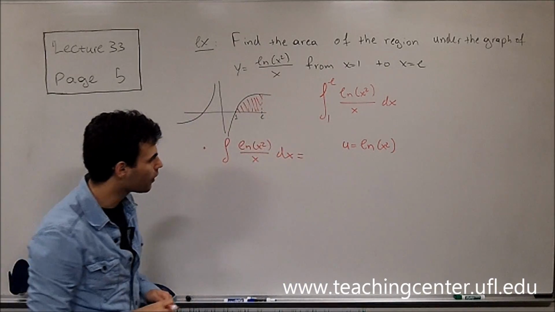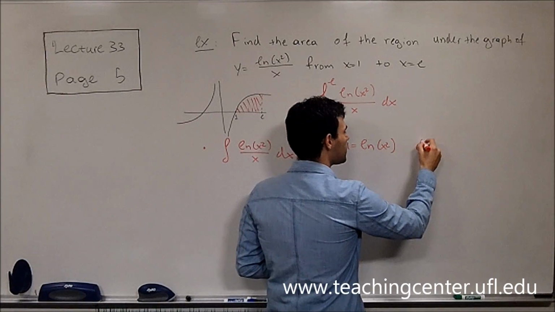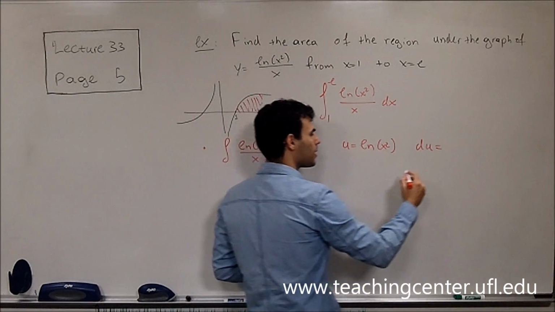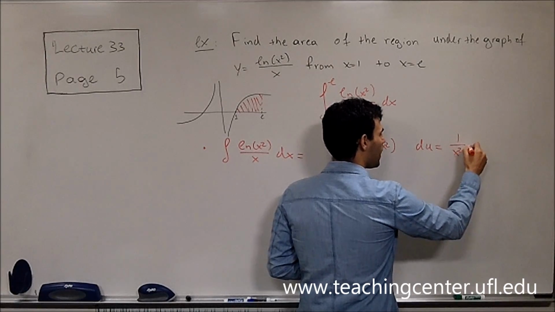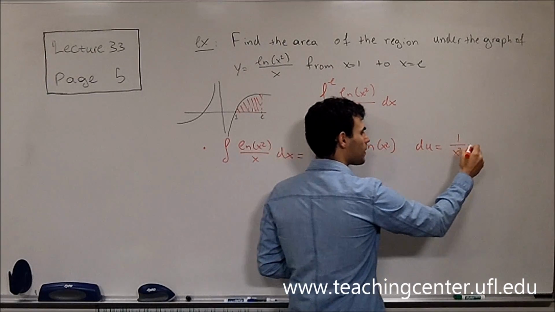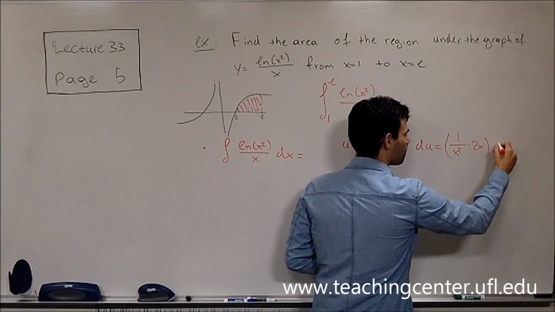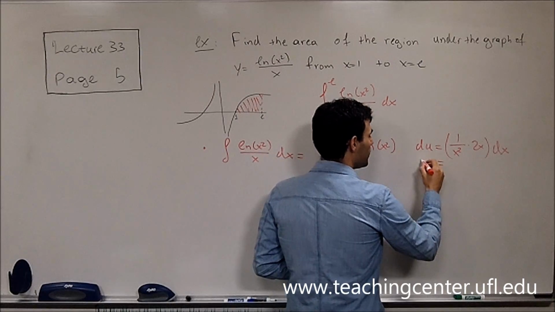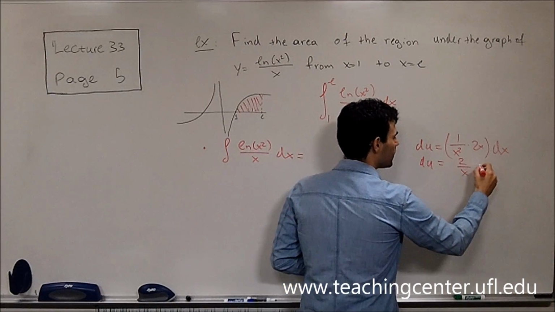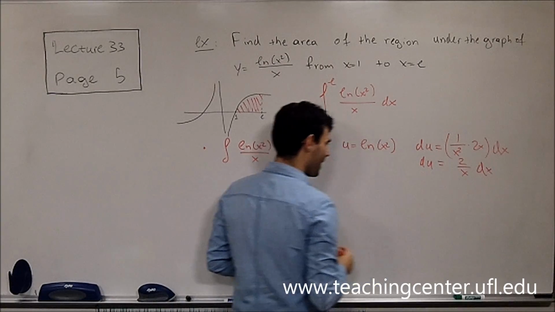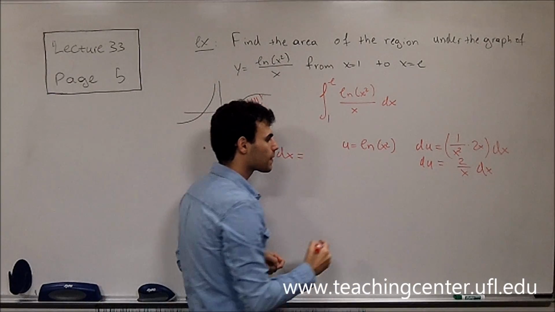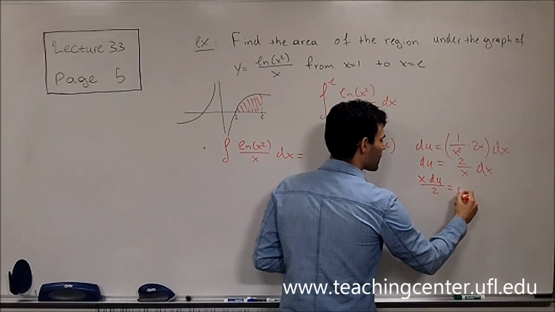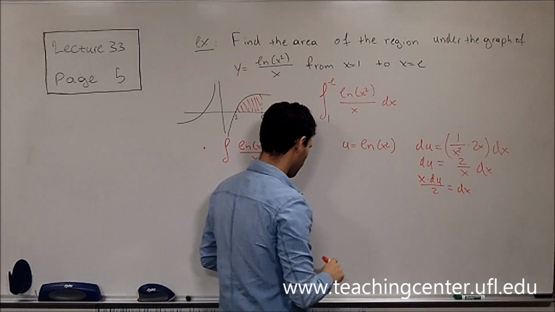Like so. Then let's try to calculate what du is. It's the derivative of this. The derivative of ln of x squared is 1 over x squared times the derivative of the inside, which is 2x, and then dx. When you do the cancellation, you get du equals 2 over x dx, because the square cancels out with that x. And when we solve for dx, this gives you x times du over 2 equals dx. Multiply by x, divide by 2.